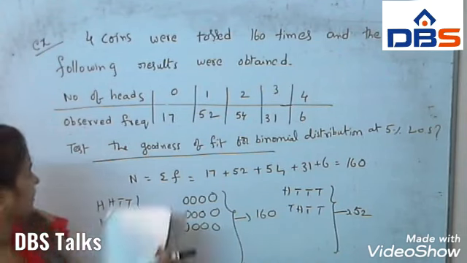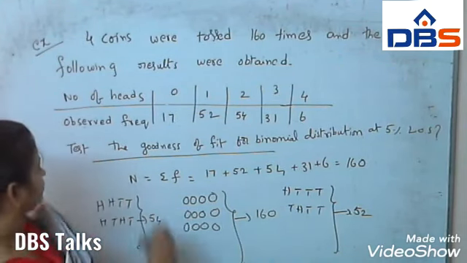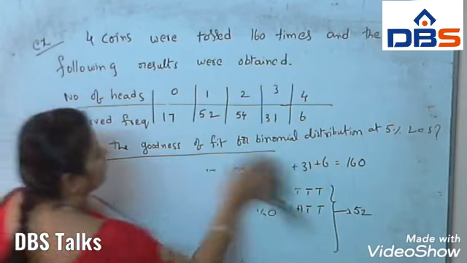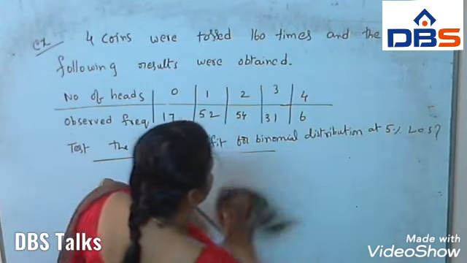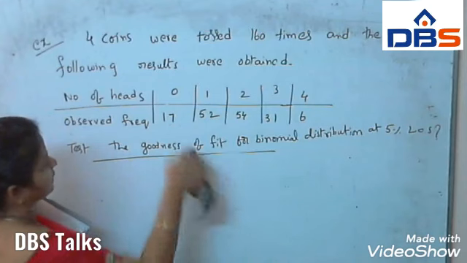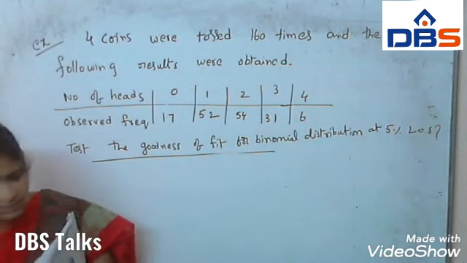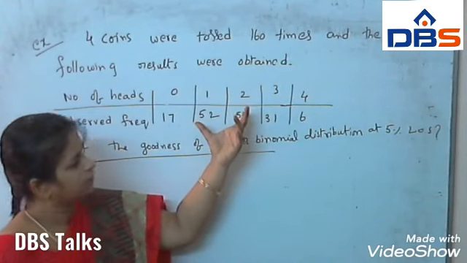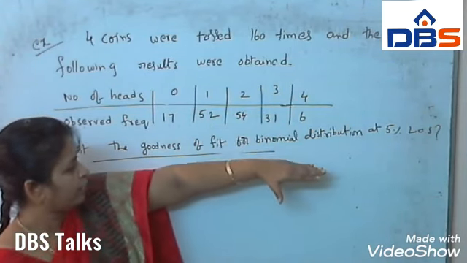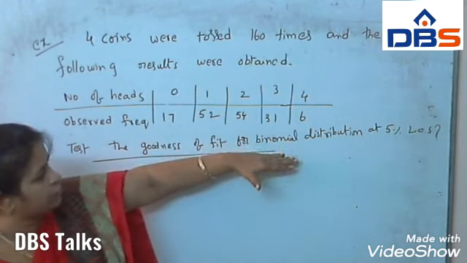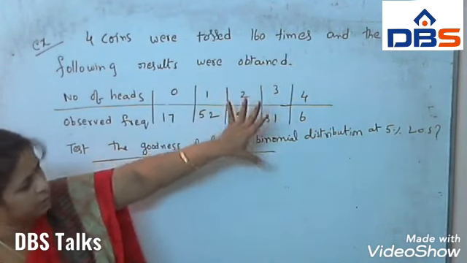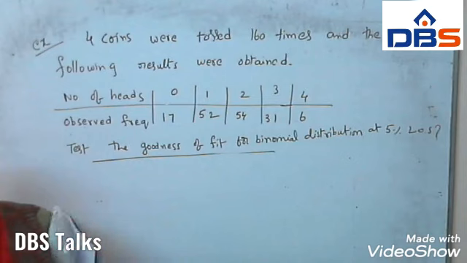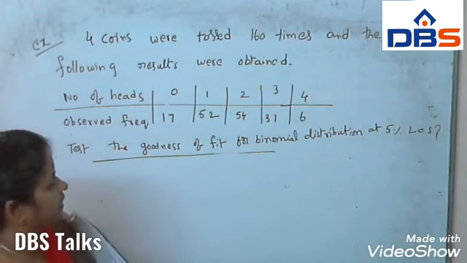Now we have to test whether the binomial distribution is suitable for this data or not. That is the given question. Now this is the given information using the coins. Now we have to test whether the binomial distribution is suitable for this data or not. For that we have to go for the binomial distribution first. After that, observed values and expected values.